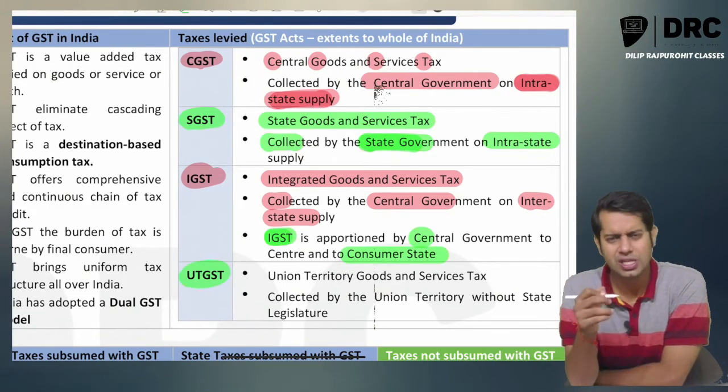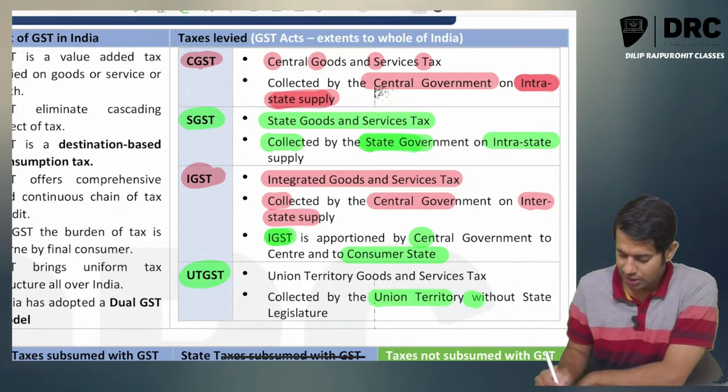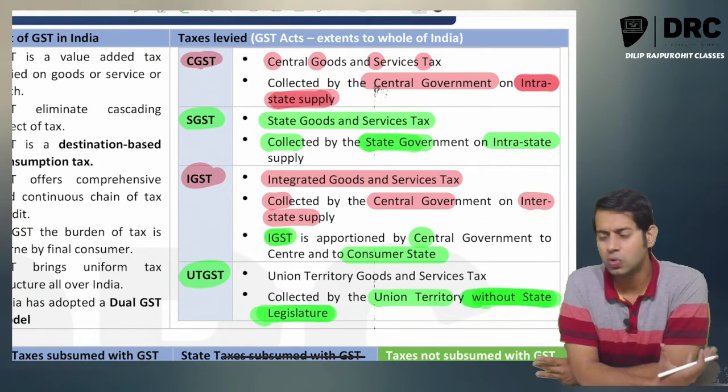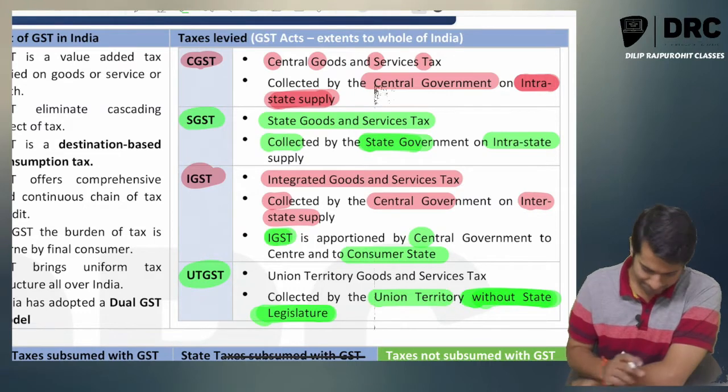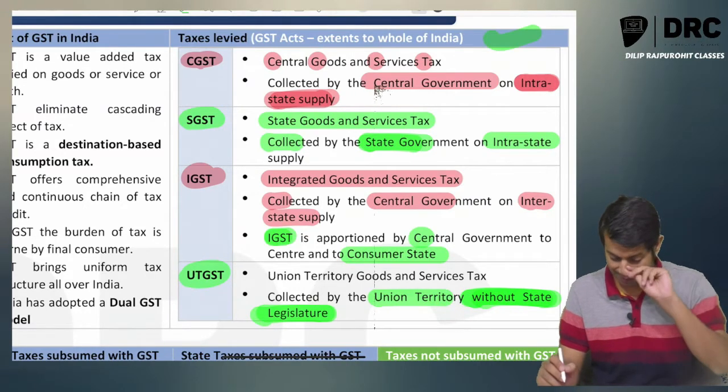And then we have UTGST, Union Territory Goods and Services Tax, which is collected by the Union Territory without legislature, without state legislature, which cannot have its own government. So this completes our discussion on this beautiful topic called inter and intrastate supply.